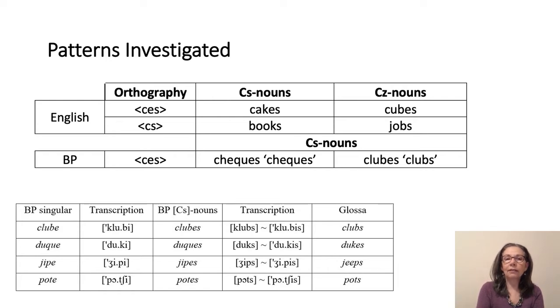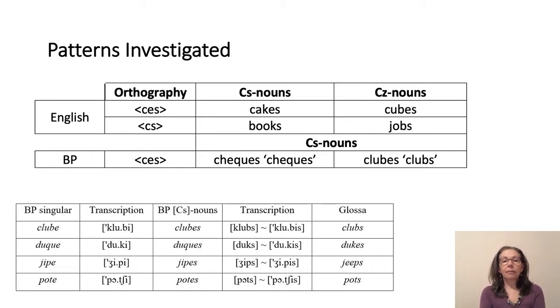Why? As you can see in the top table, English has two different orthographic patterns, CES as in cakes or cubes, and CS as in books or jobs. And in Brazilian Portuguese, you only have one orthographic pattern, which is CES, and we say cheques and clubes.